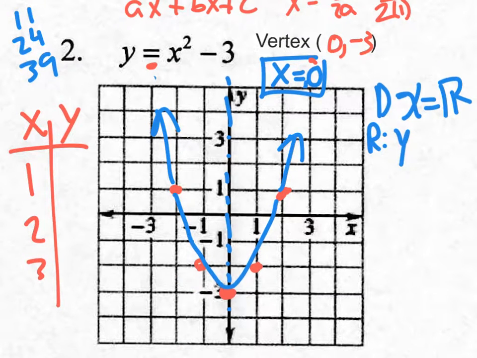So all your y values have to be greater than, means up. Greater than what? Greater than -3. And in this case, actually in all cases, it's greater than or equal to -3. You need the or equal to sign because the vertex is included. It actually does touch the y value of -3.